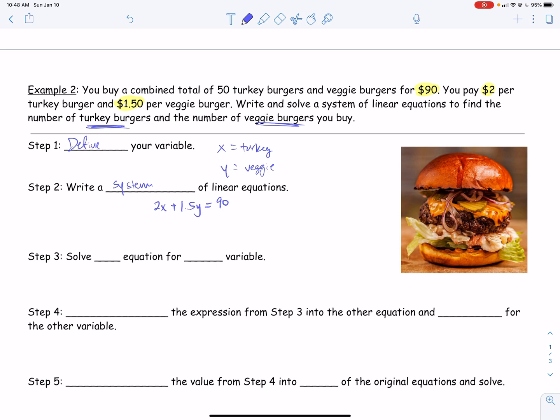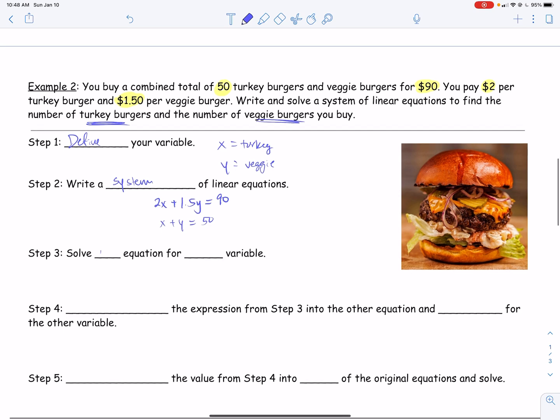All right, so now I'm left with 50. I buy a combined total of 50 turkey and veggie burgers. If x is equal to turkey, y is equal to veggie, if I do turkey plus veggie, I should get 50, right? So that's where I get my second equation, x plus y is equal to 50.